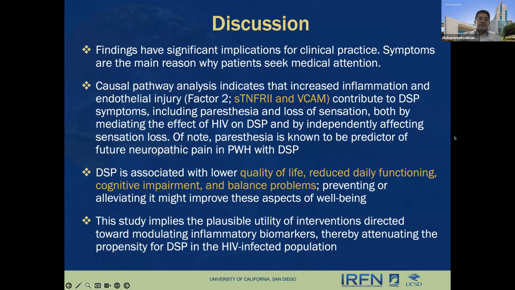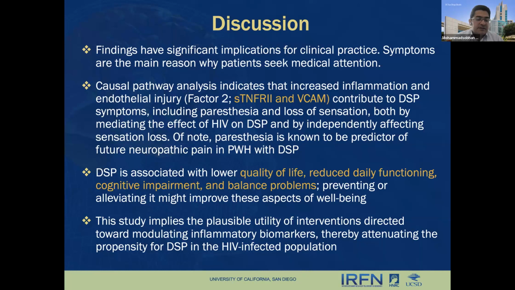So this study had significant clinical implications because symptoms are the main reason that patients seek medical attention. And since we did causal pathway analysis or mediation analysis, we observed that increased inflammation and endothelial injury, which is mediated through the soluble TNFR2 and VCAM, can contribute to distal sensory polyneuropathy and its symptoms, such as loss of sensation and paresthesia, both by mediating the effect of HIV on DSP and by independently affecting loss of sensation. And based on the literature and previous studies, paresthesia is known to be a predictor of future neuropathic pain in people with HIV with DSP.